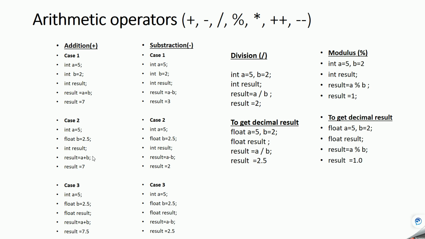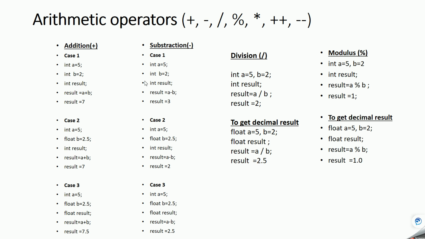So we must keep in mind the kind of data and the kind of operation we want to perform and what the expected value is. Suppose we want to get the result as 7.5, then let's see case 3. We have an integer a and a float b, and a float result, and the result will be a plus b. In this case the result will be 7.5, because this float result can hold decimal values also. This is how we should be careful about choosing the various data types.